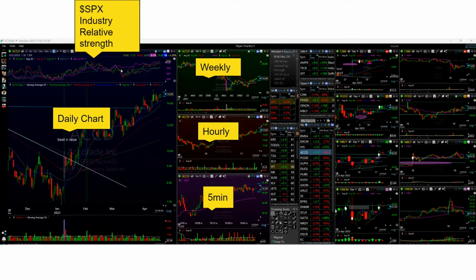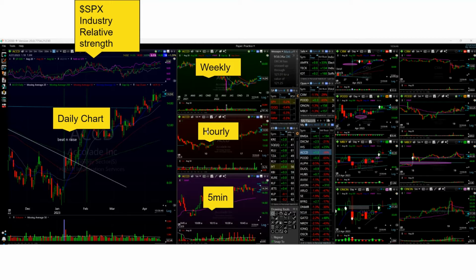So overall, seeing these 4 different time frames together, along with how the general market is doing at the same time, how the S&P 500 is doing, how the industry of the stock is doing, and what is the relative strength of the stock compared to the S&P 500, gives me a really, really comprehensive view of what's happening in a stock's chart.